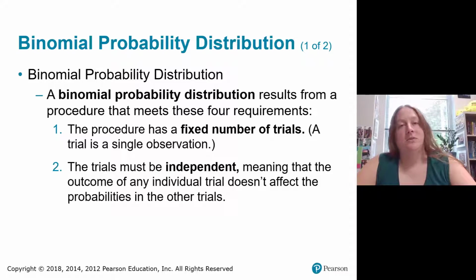So first things first, what even is the binomial probability distribution? Well, there's 4 requirements for a probability distribution to be a binomial probability distribution. The first, there have to be a fixed number of trials. So trials are single observations, and we have to say ahead of time, I'm going to do this many of them. Okay? So the second requirement is that the trials must be independent. So the outcome of any one trial doesn't affect the probability of the other trials.